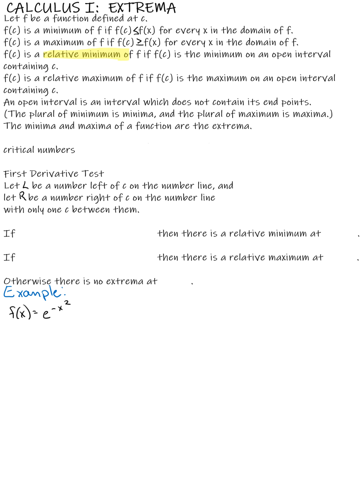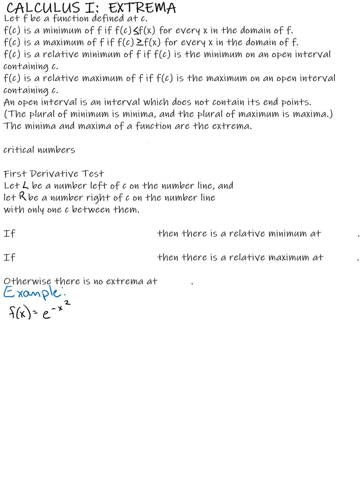Of course, just a real quick review, an open interval is an interval which does not include its endpoints. And if you haven't heard the words before, the plural of minimum is minima, and the plural of maximum is maxima. And so if we take all of the minima and maxima of a function, we call them the extrema. And that's what we want to look at today.